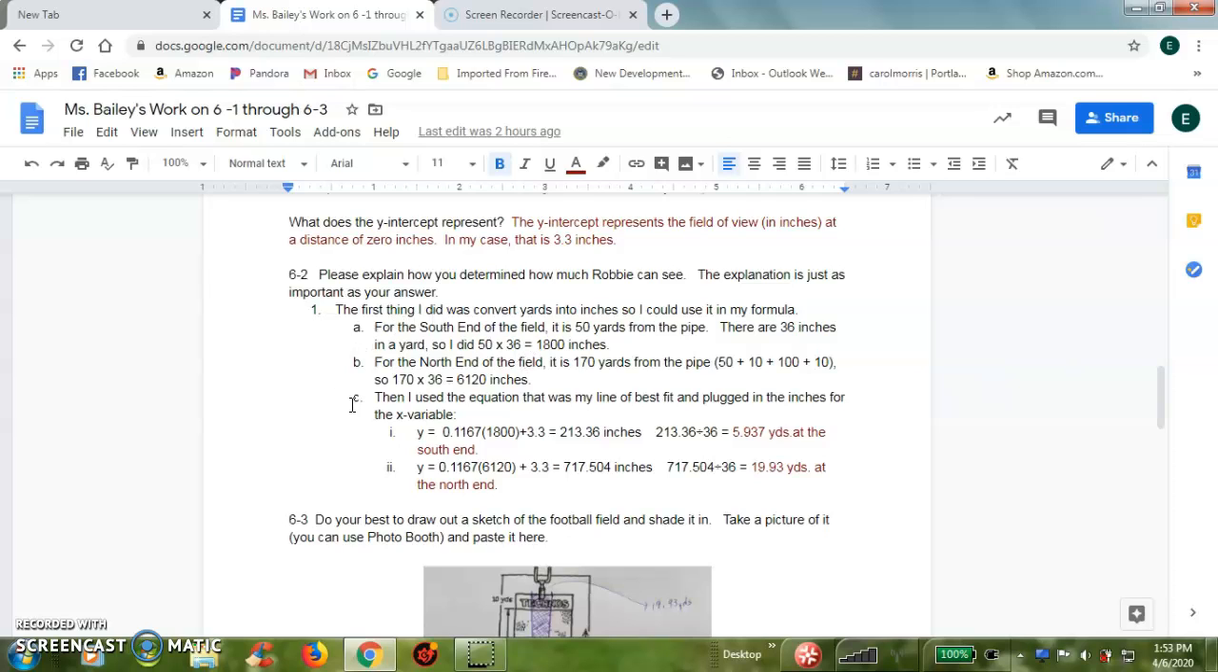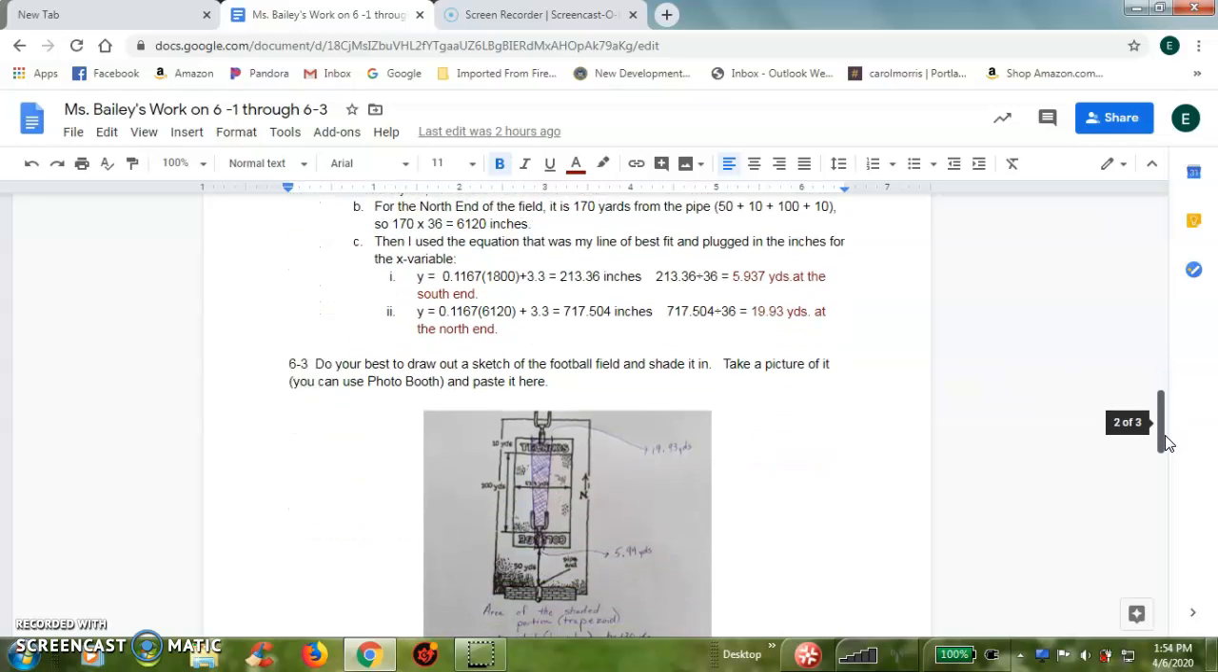So then the next thing I did was I used my equation, and then for the south end, I plugged in this 1,800, and then for the north end, I plugged in the 6,120. I got 213.36 inches for the south end. I got 717.504 inches for the north. For both of them, I divided by 36 to get the yards. So you can see the number of yards I can see at the south end is 5.937 yards, and then at the north end, 19.93 yards.